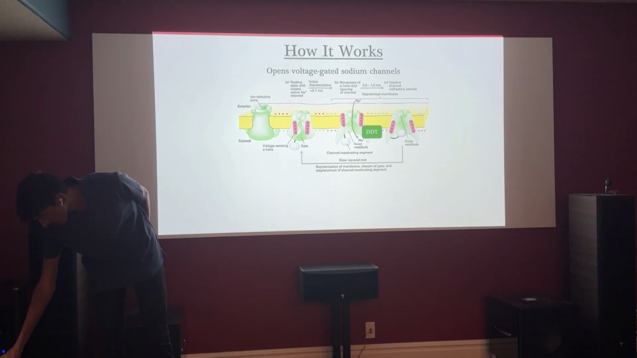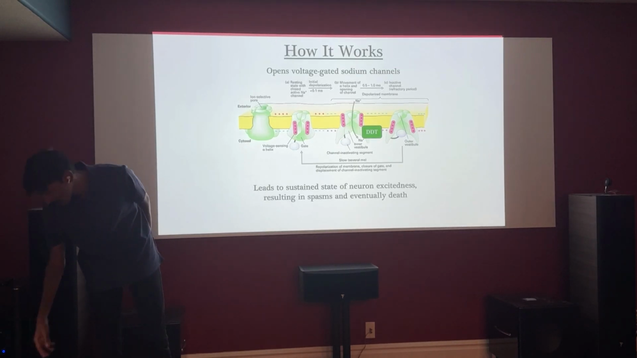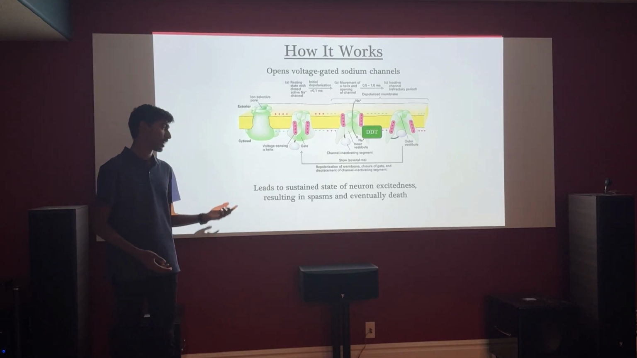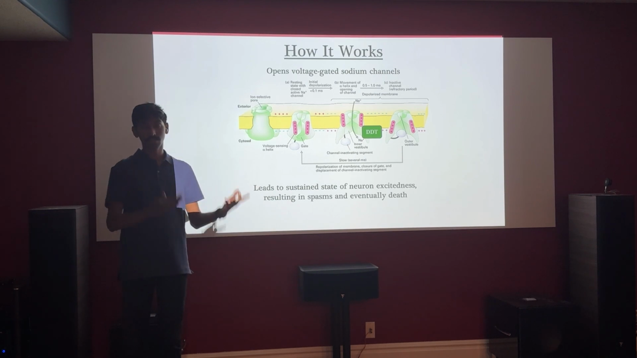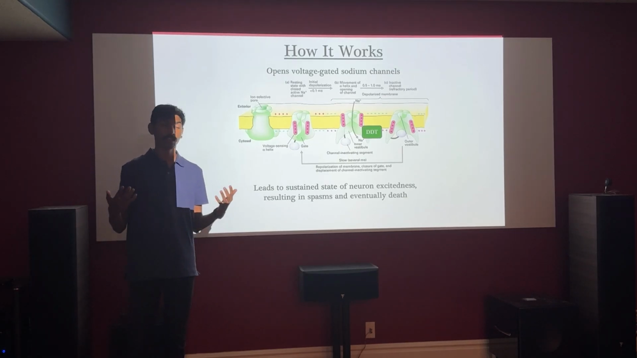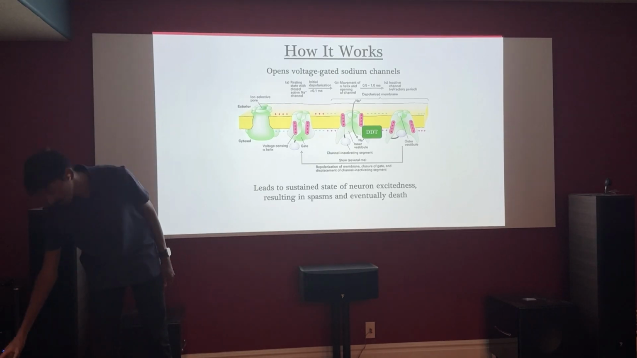Now, this is good in small doses on insects, obviously. It leads to a sustained state of neuron excitedness, is what I'm trying to get at. That can result in spasms and eventually death. Obviously in small amounts. This is going to be really effective for insects, which is why it was such an effective insecticide. But it does have some issues.